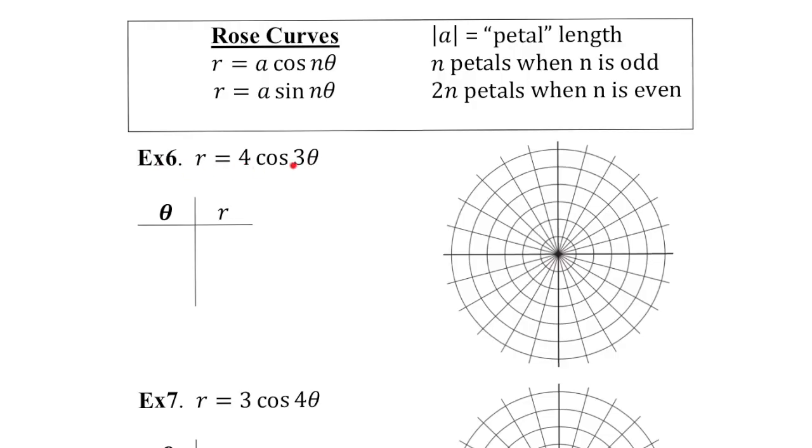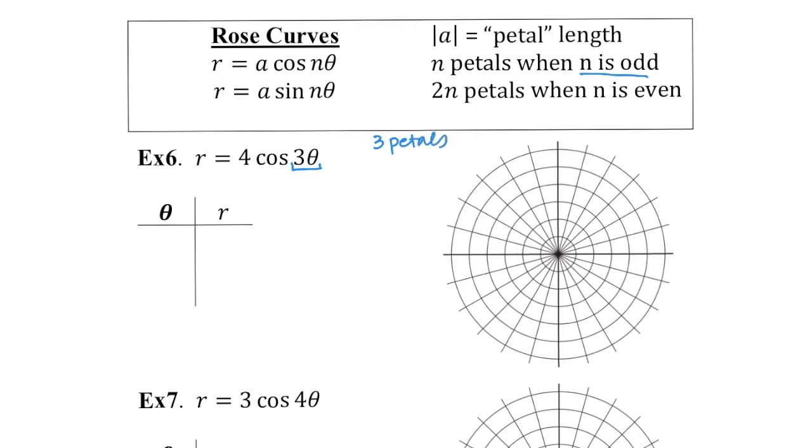r equals 4 cosine 3 theta. Because there's a coefficient on the theta, this is going to be a rose curve. Okay. So what information do I already know? Because this is 3 theta, and because n is odd, there will be 3 petals, and they will be equally spaced. Oh, I'm having trouble spelling petals.